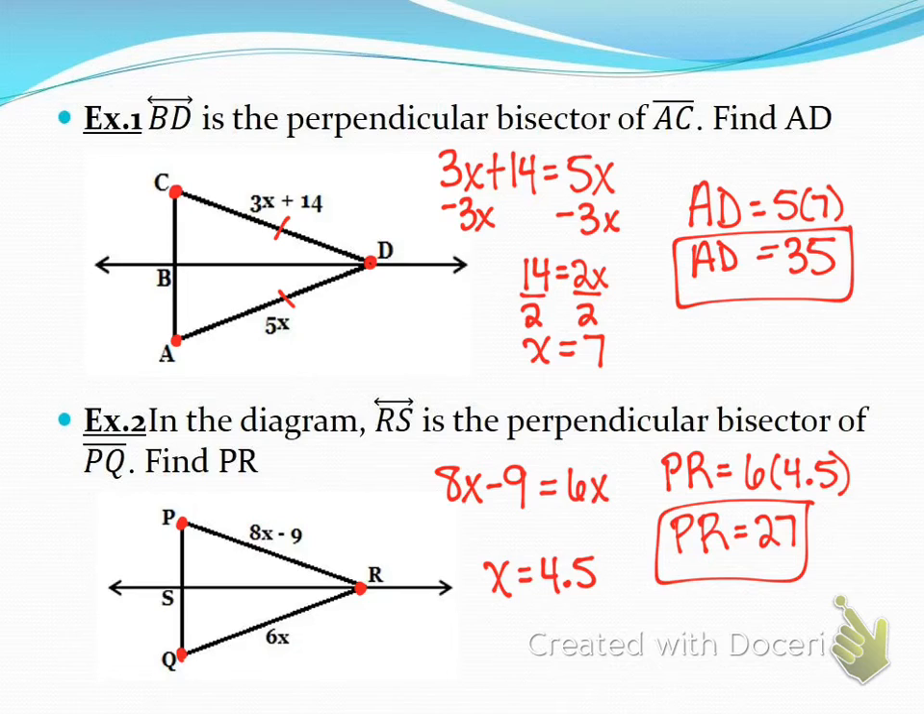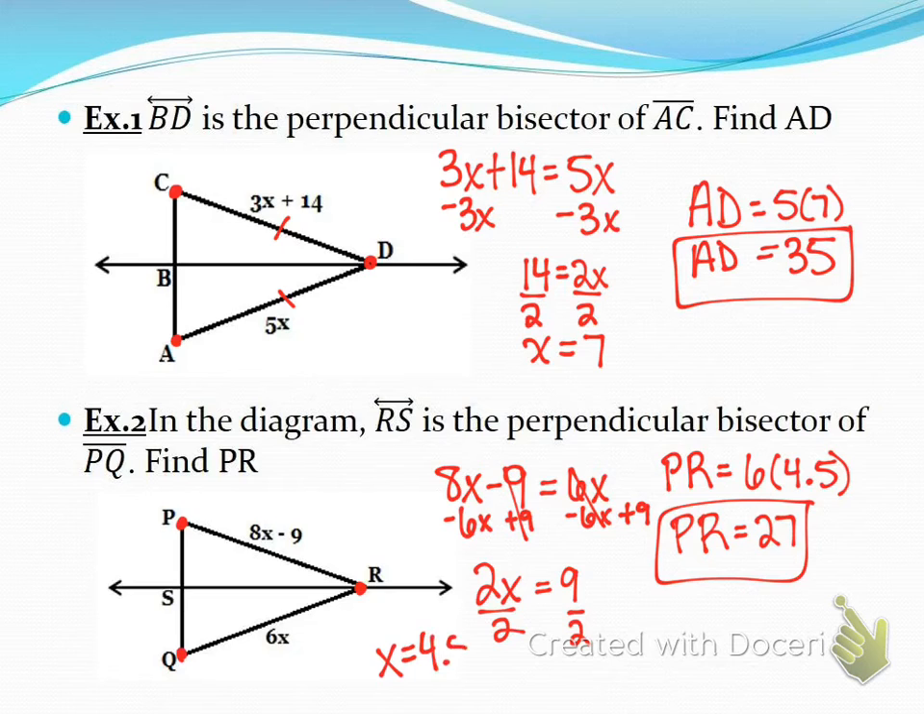Yes, ma'am. Can you solve this? The equation? Yeah. Sure. A couple ways we could do it. To keep my variable positive, I would subtract the 6x and add the 9. So that means that there's 2x left over here. The 6x's cancel out, so 2x equals 9. Divide by 2. That gives us x equals 4.5.